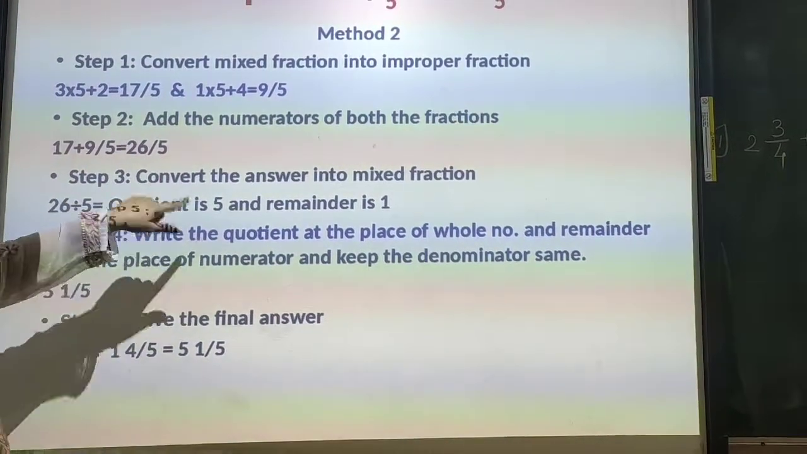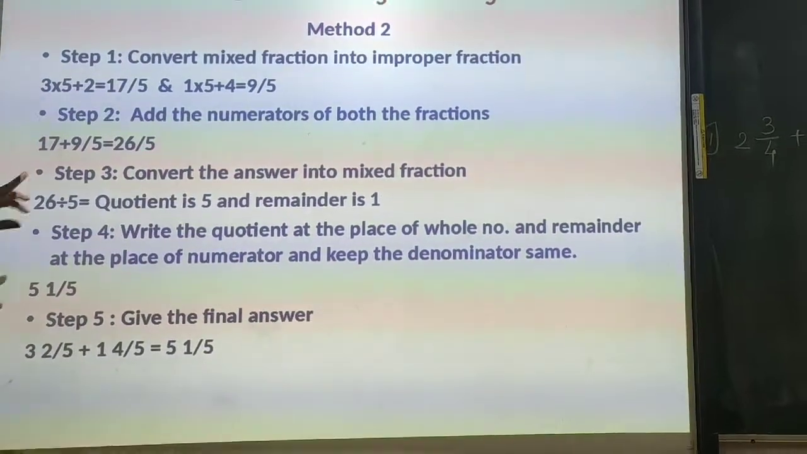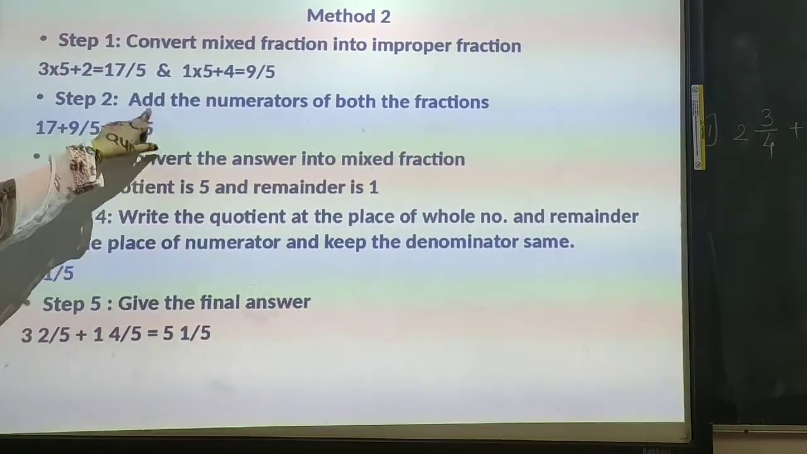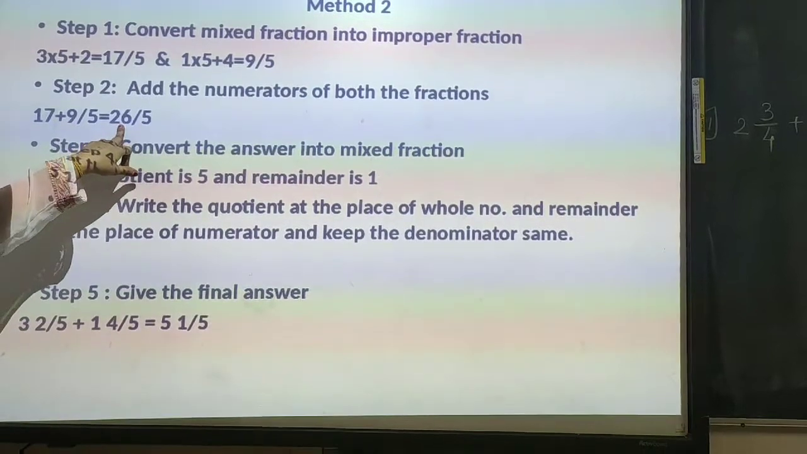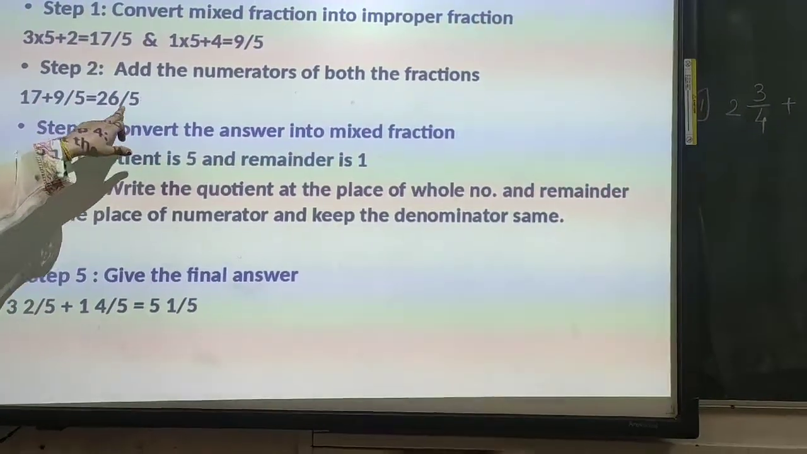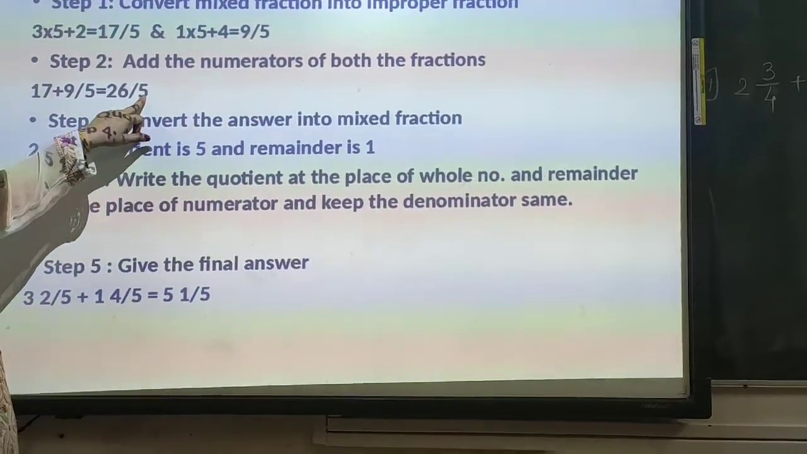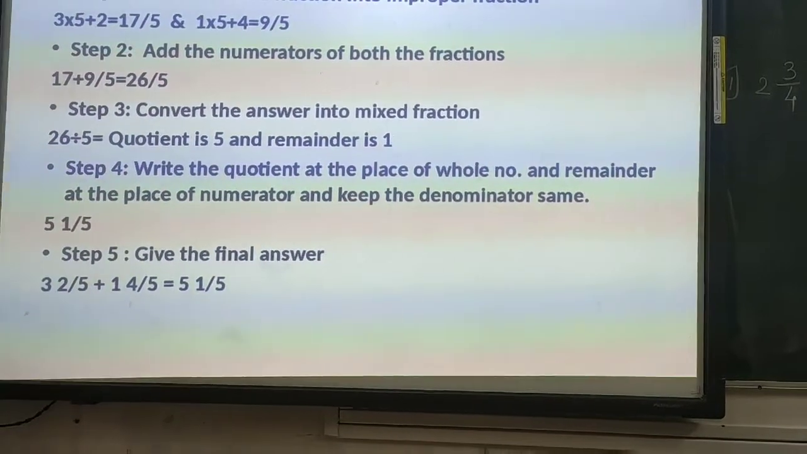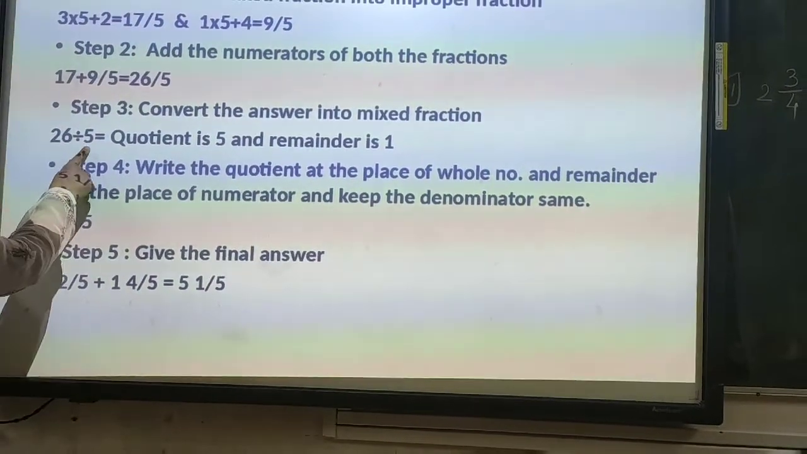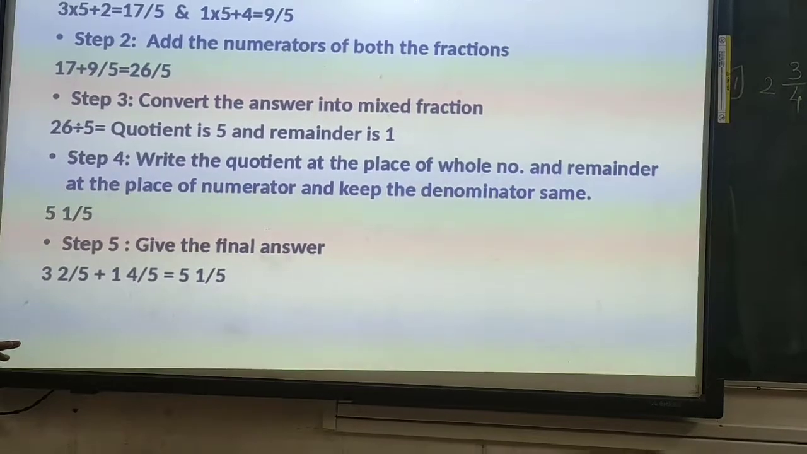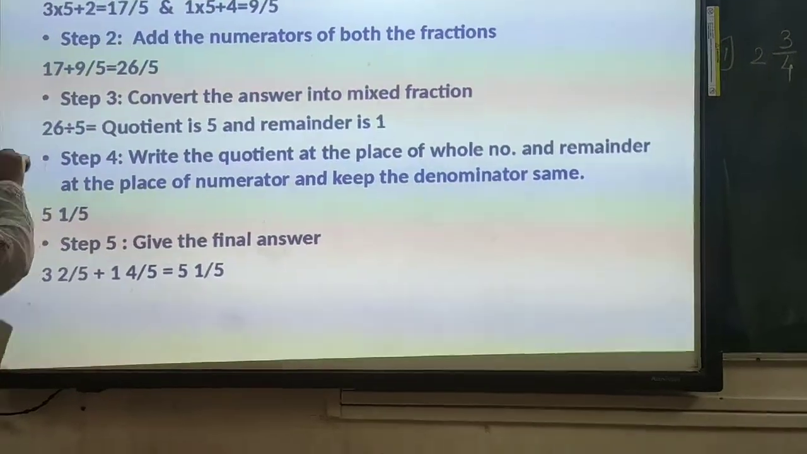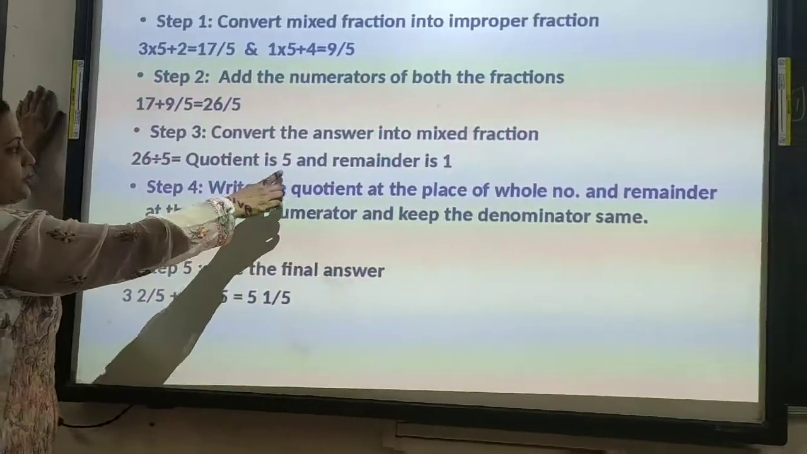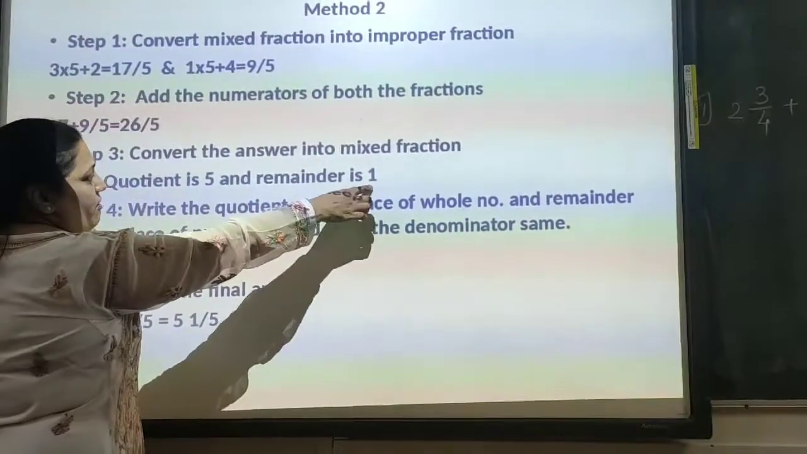Now what is the step 3? Convert the answer into mixed fraction. Again this is an improper fraction. Then we will convert it into mixed fraction. How we convert? Divide the numerator by denominator. Get the quotient and remainder. So 26 divided by 5. 5 5s are 25. So 26 minus 25 is 1. So quotient is 5. Remainder is 1.